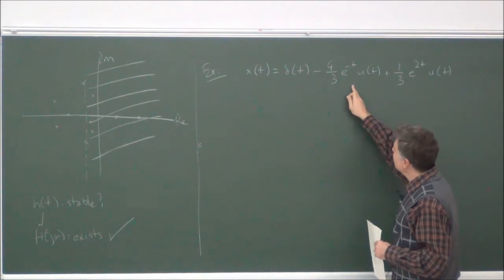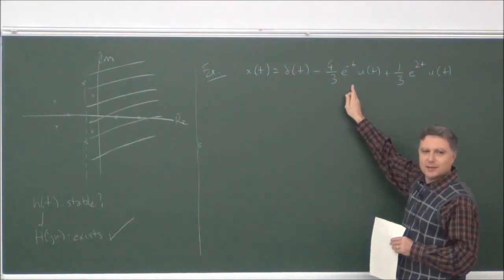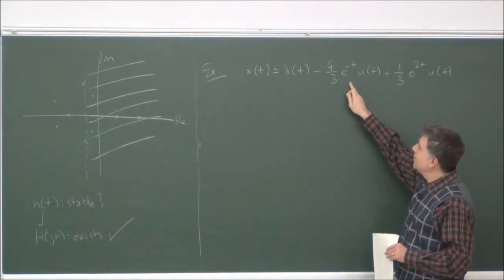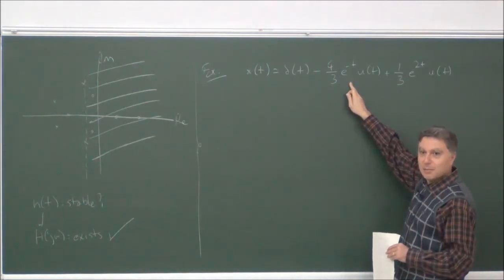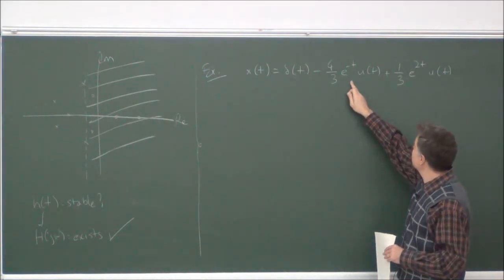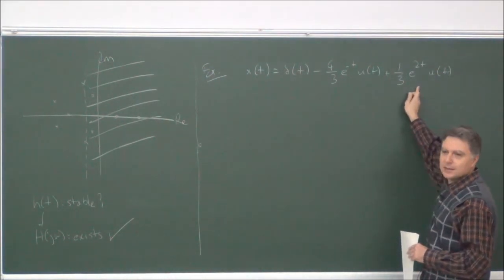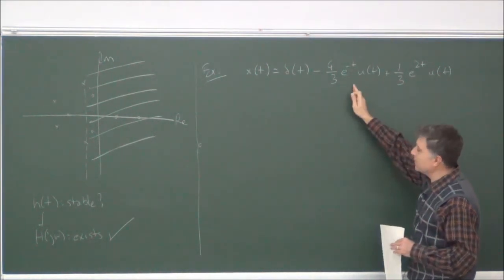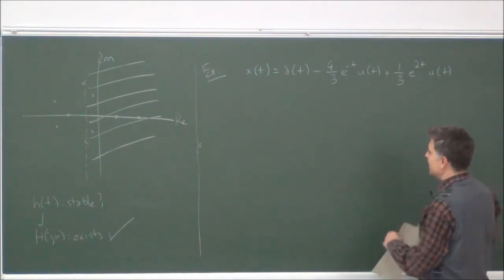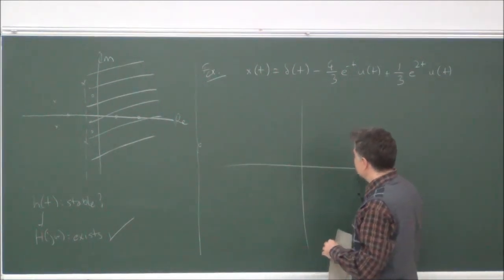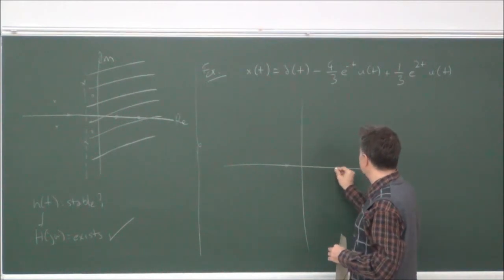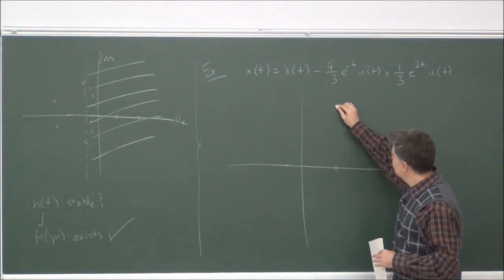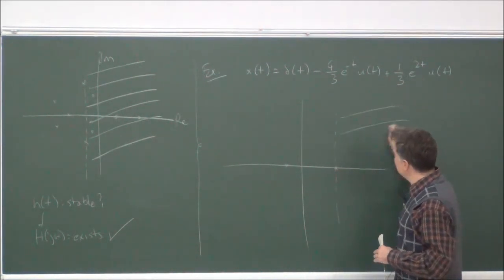Now this one, there seems to be a problem. Since it's a decaying exponential, it will make a pole at the left-hand plane. I can clearly say that the pole is at -1. Here this one has a pole at 2. There is a pole at 2, there is a pole at -1, and they are all right-hand sided. So the region of convergence must be to the right of 2.